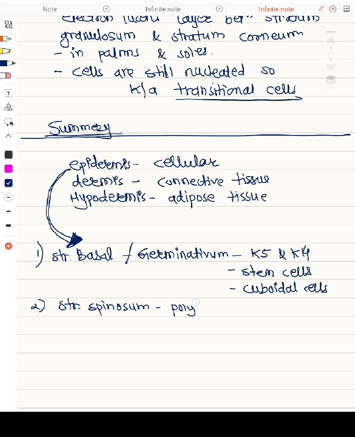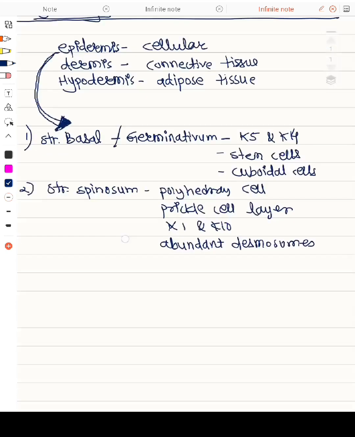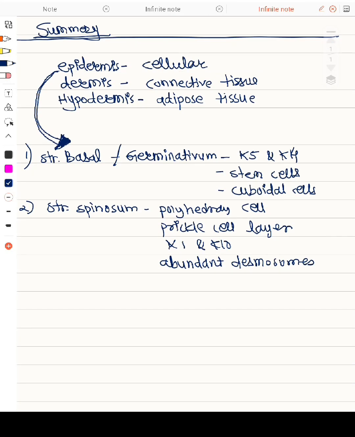Second is stratum spinosum. These are polyhedral cells that have spine-like processes, which are the abundant desmosomes. Keratin 1 and keratin 10 are present. Because of the abundant desmosomes, it is known as the prickle cell layer. Third is stratum granulosum, which contains Odland bodies or the membrane coating granules.